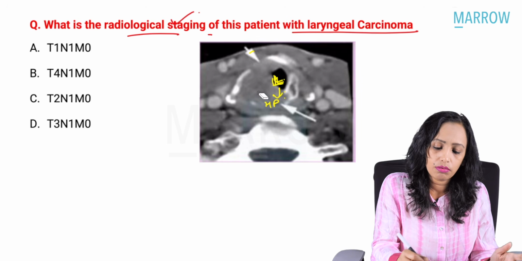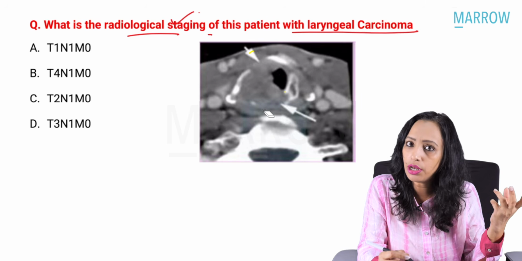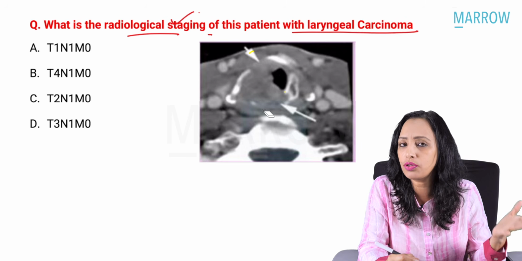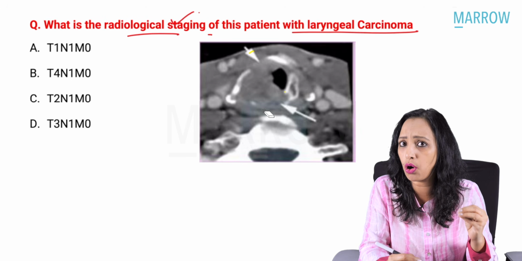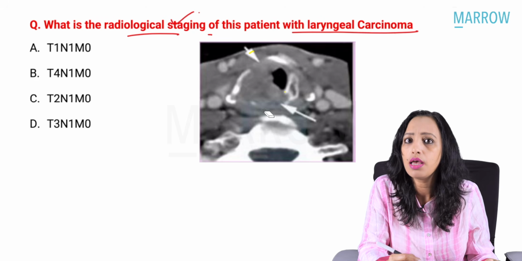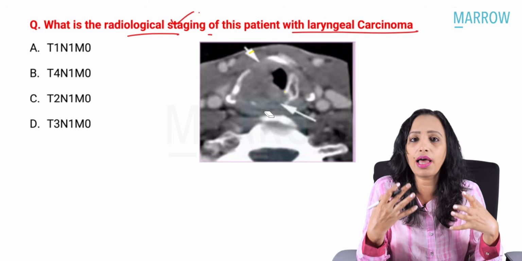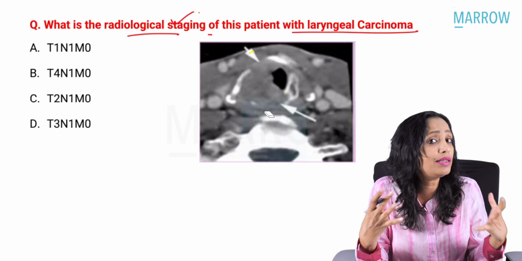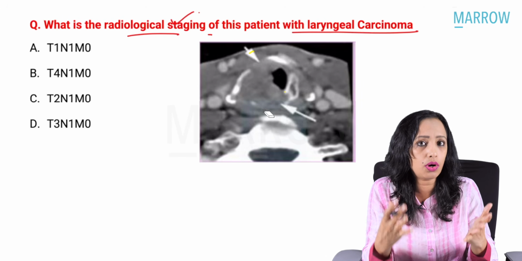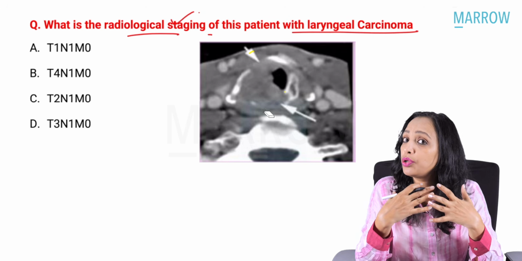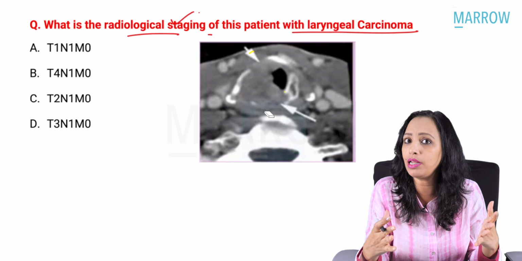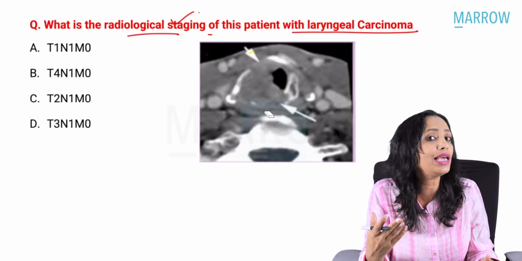Now you already know the stages very nicely, right? What the stages of laryngeal carcinoma are. So tell me which stage it will be according to you before we see the choices. Yes, if the carcinoma of the larynx has gone outside the larynx, but it is local, it has gone completely out, it has invaded and eroded the thyroid cartilage completely. Yes, it has gone out. That is T4.